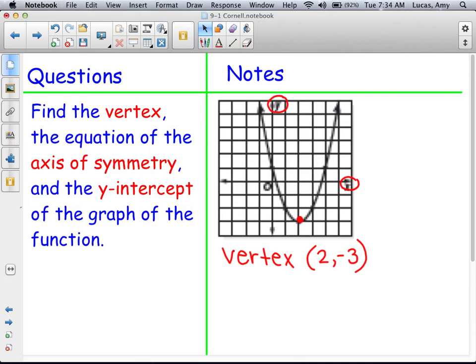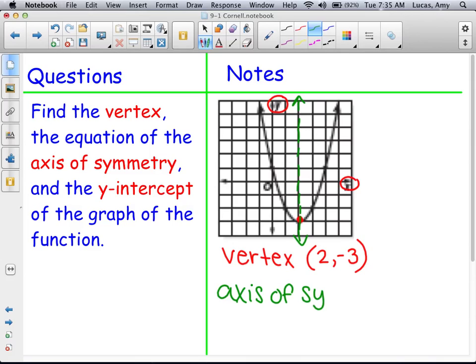My axis of symmetry has to go right through that vertex. It's a vertical line, and vertical lines always begin with the letter x. So my axis of symmetry is x equals the point where it crosses through the x-axis. From the origin, 1, 2 to the right, so x equals +2. Every point on that vertical line has an x-coordinate of 2.